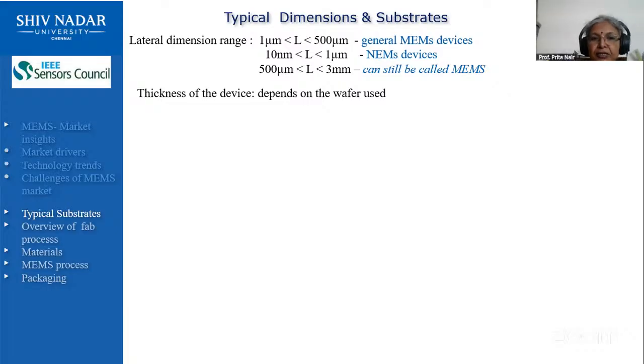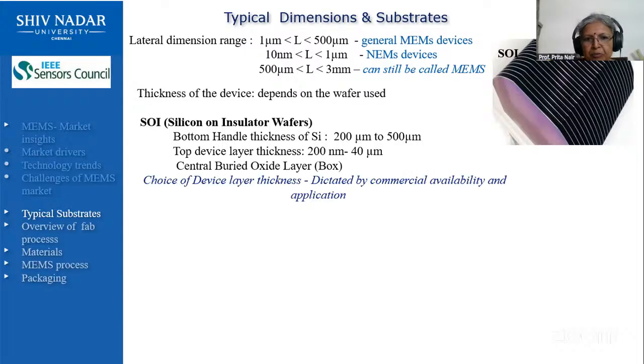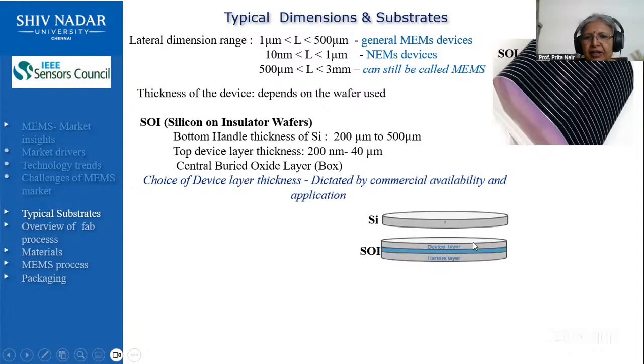So the thickness of the device basically depends on what you start using as a wafer. The common wafers available in the market are either a silicon wafer or SOI, silicon on insulator. So it has 3 layers like a sandwich. It has a bottom layer which is thick, where you can put your circuits, and it's also the base layer which holds the whole thing up. You have a central oxide layer, which, if you are thinking of a sandwich, is your jam basically.